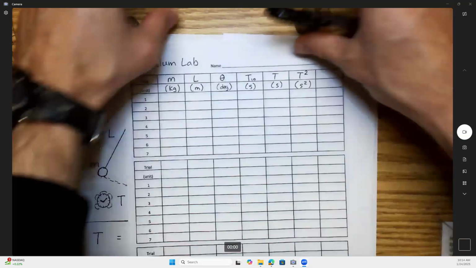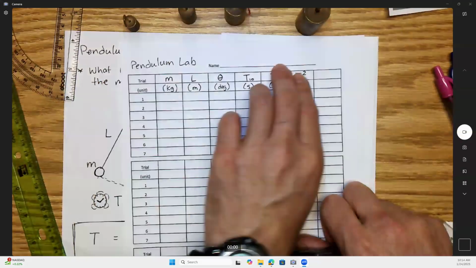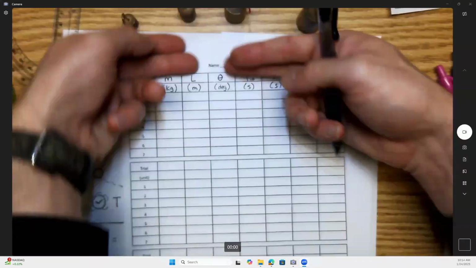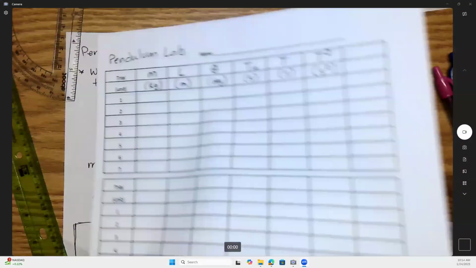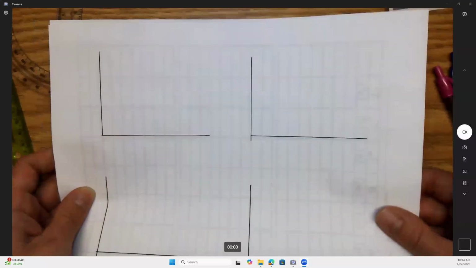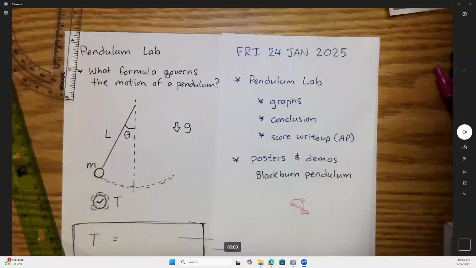So as you increase the mass, go from these small masses to the bigger mass, how does that affect the time period? You guys came up with some hypotheses. We're about to find out the answer. Are you ready to make some graphs on the back? Graphs on the back? Okay.